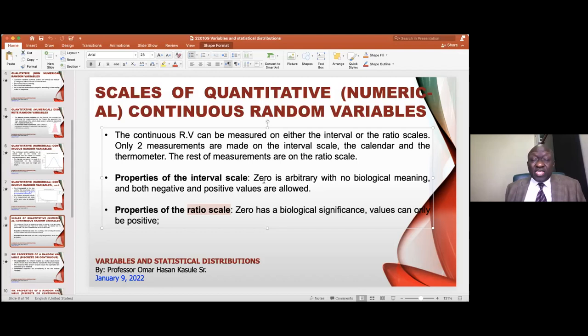The difference between the interval and ratio is very simple.